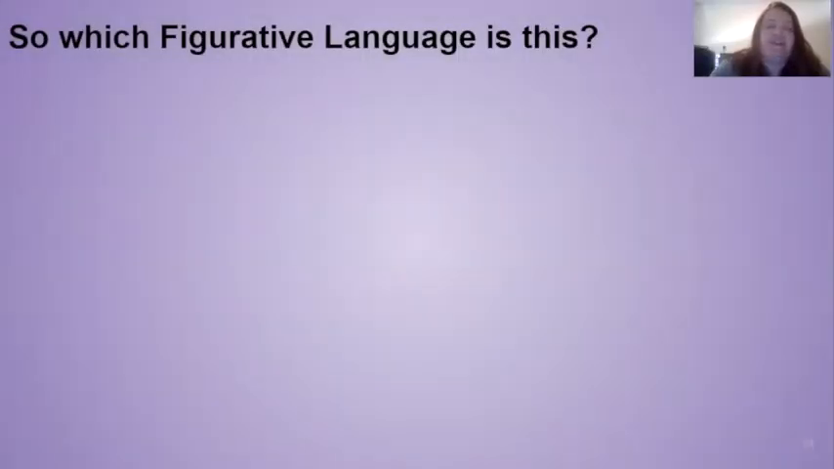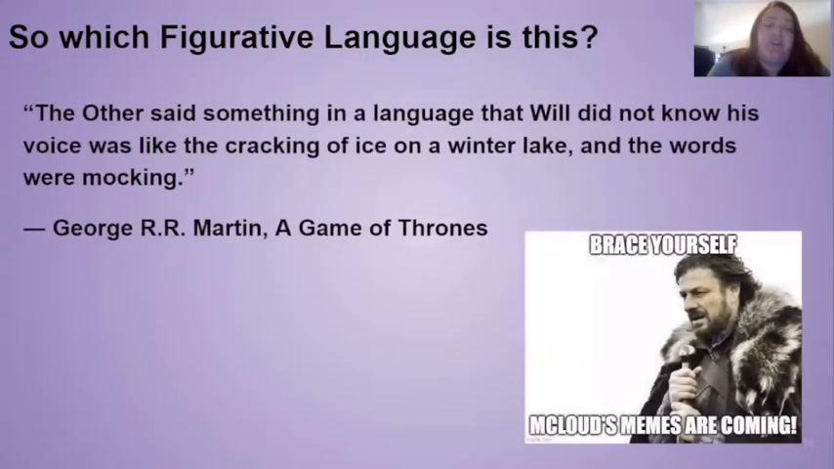So which figurative language is this? The other says something in a language that Will did not know. His voice was like the cracking of ice on a winter lake, and the words were mocking. From George R.R. Martin, A Game of Thrones. Is it a simile? Is it a metaphor? Is it onomatopoeia, or is it imagery?